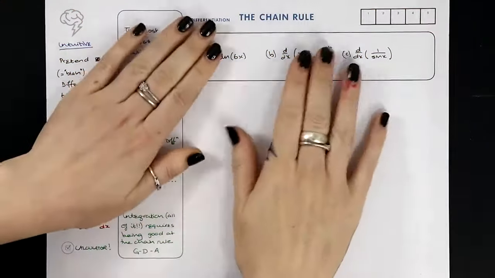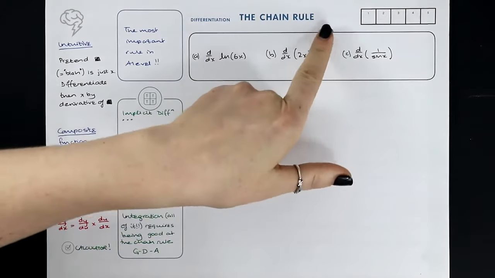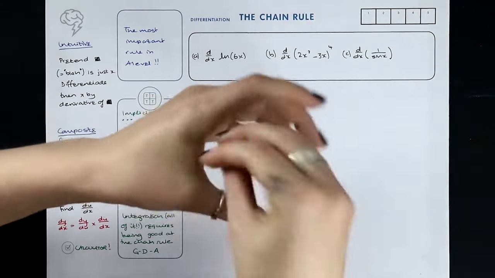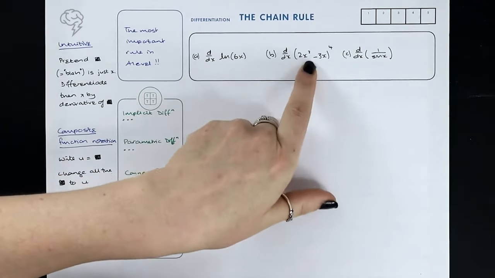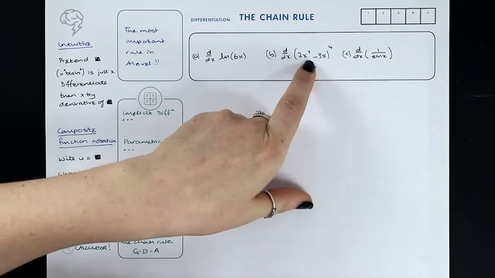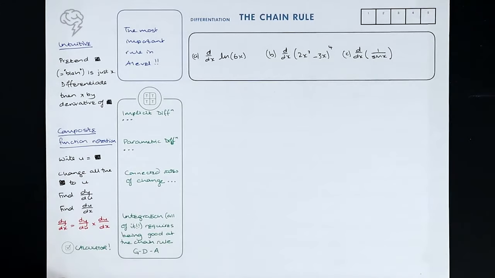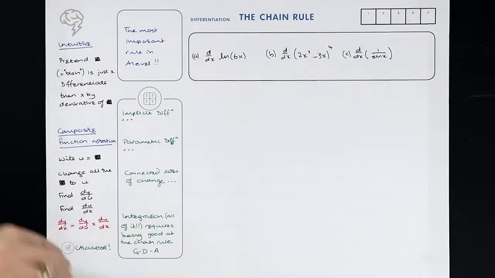This is such an important rule, the chain rule for differentiation. We use the chain rule to differentiate composite functions. That's things inside other things. So we've got 6x inside ln. We've got 2x squared minus 3x inside to the 4. We've got sine x inside 1 over. So we've got things inside things. They're called composite functions. And we differentiate composite functions using the chain rule.